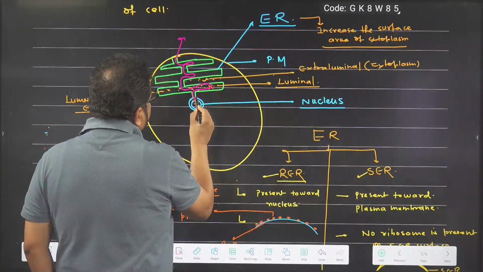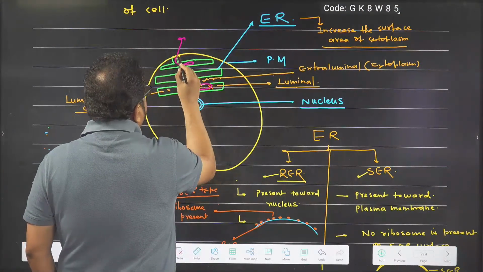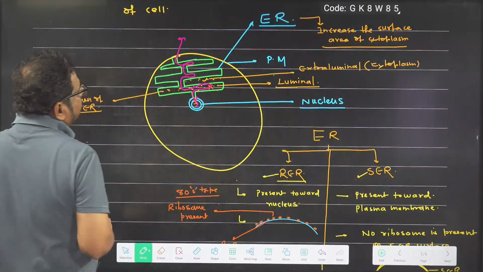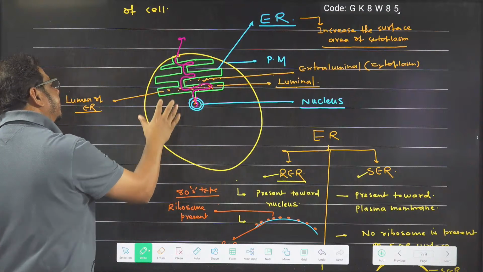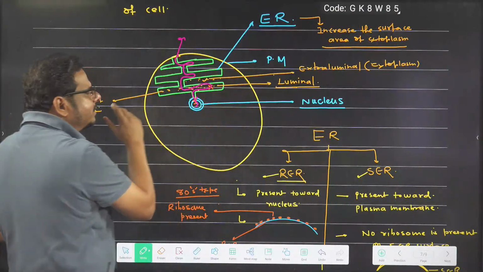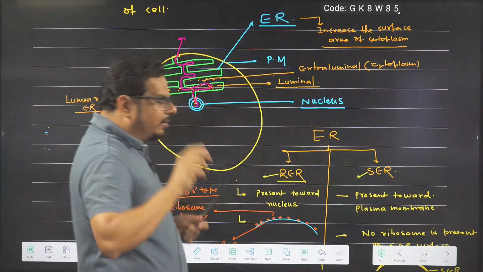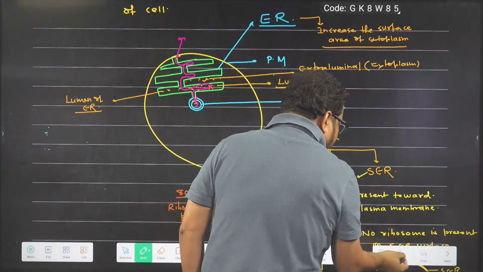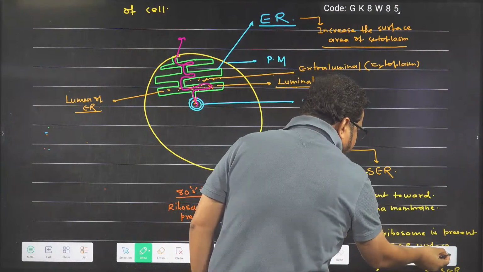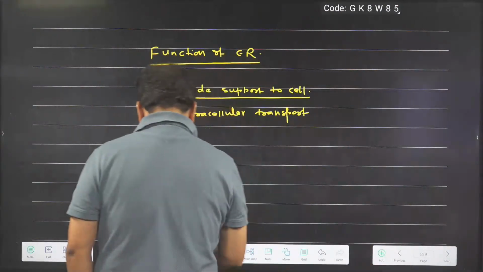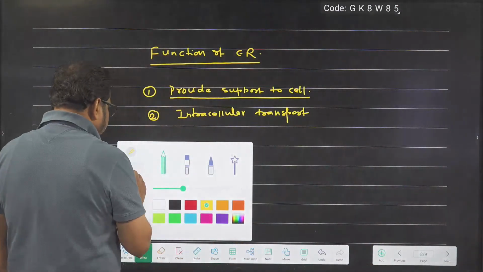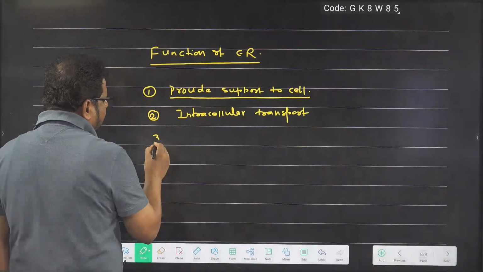One side is attached with which one? Nuclear membrane. Another side is attached with which one? Plasma membrane. So this network-like structure also has some role in support of the cell. But these things are not written in NCERT. Now I am telling you other things. Some more functions I am writing.